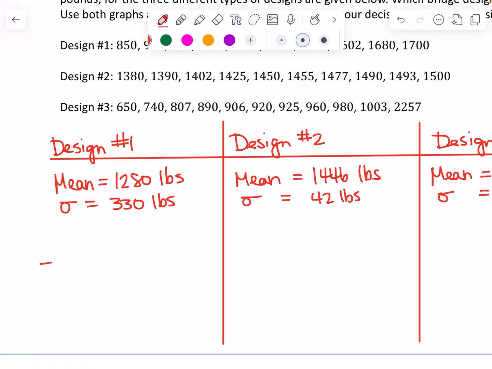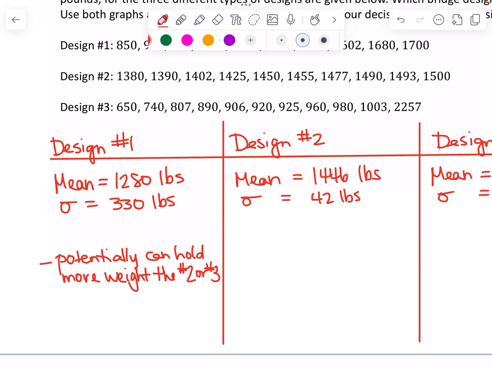Potentially can hold more weight than number 2 or 3. But you have to be careful because the standard deviation is not just the mean plus 330, it's also the mean minus 330. So potentially design 1 could be as low as 950, right? Which is really low. So I'm on the fence about this one.